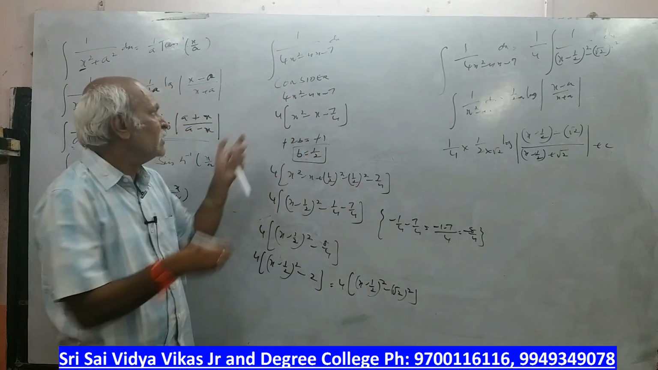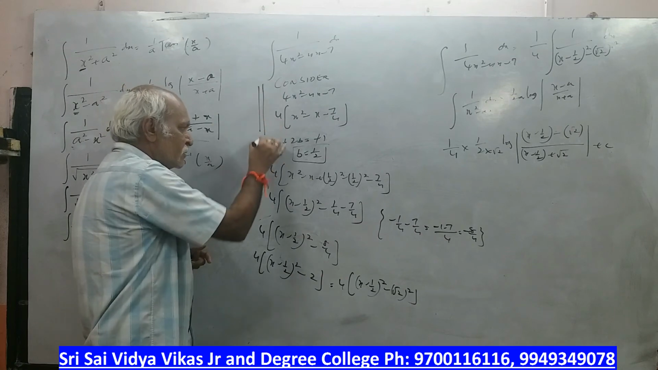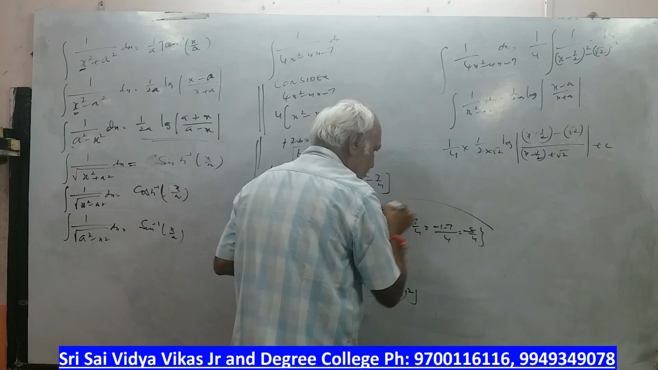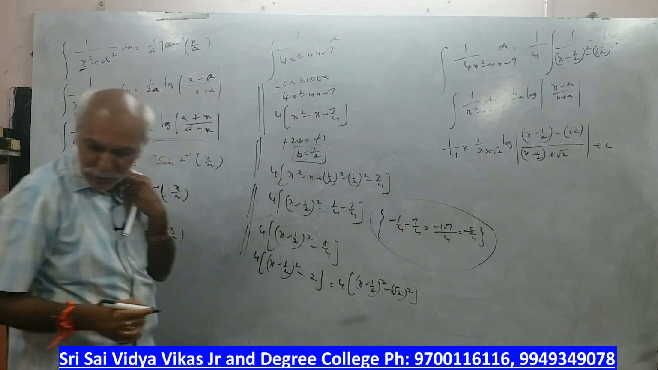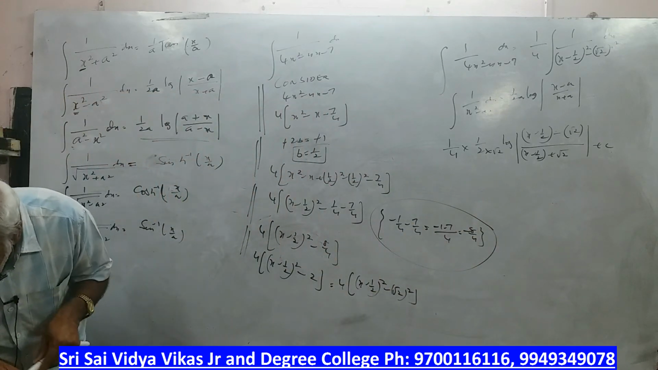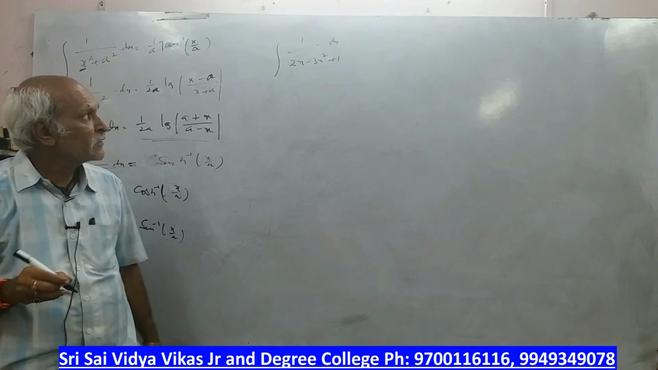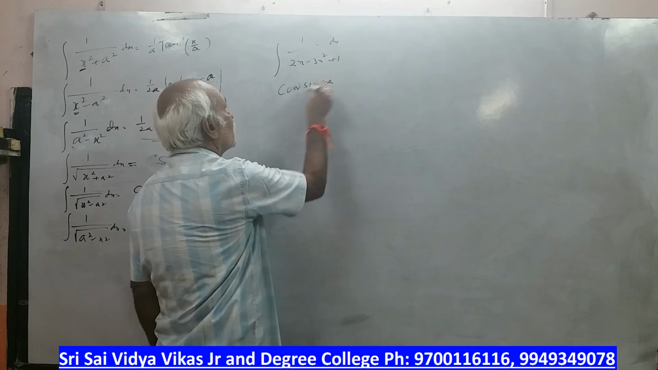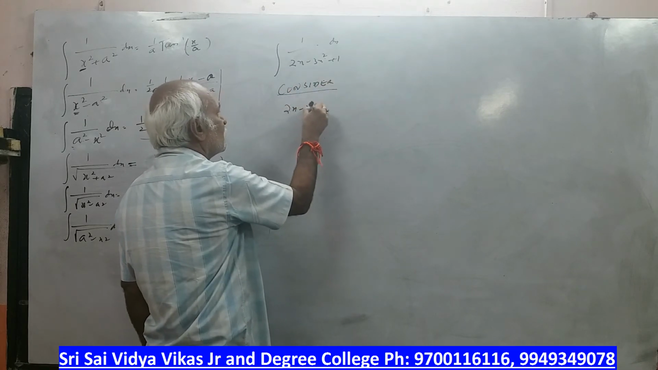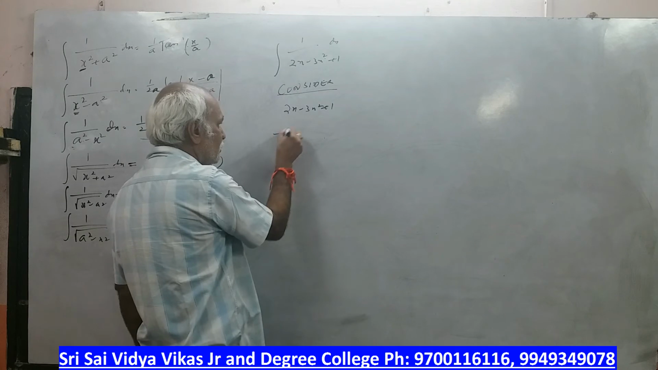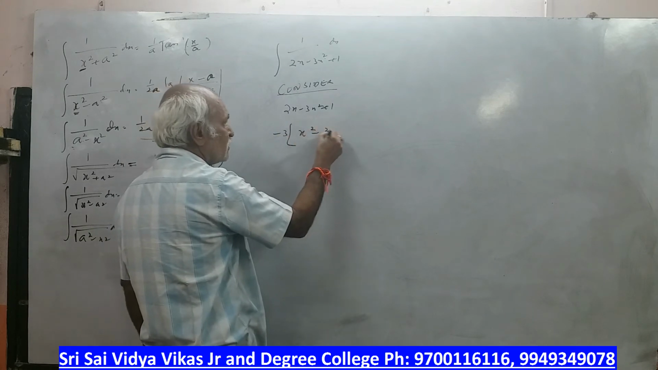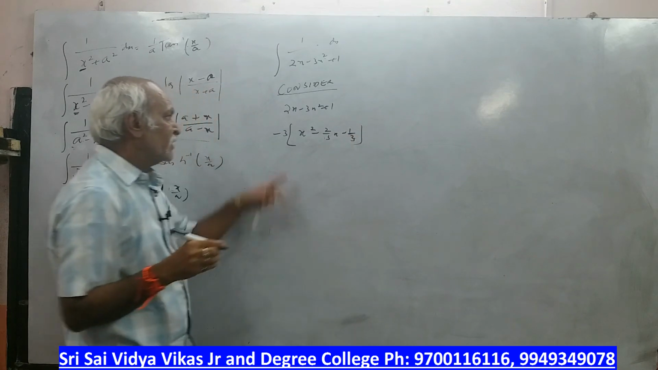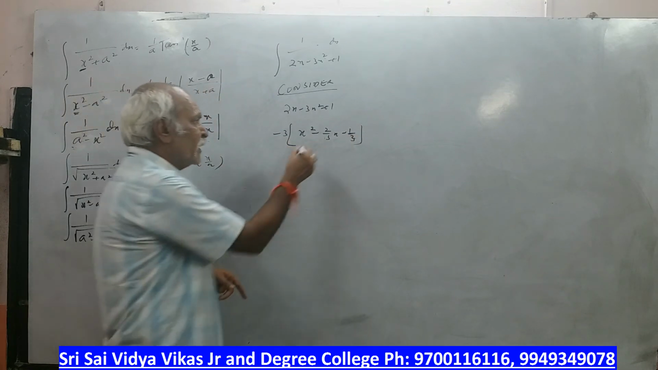Every time observe here, consider the b value, adding, subtracting and flower bracket, because we will be doing so many problems based on this, sir. Note down this. Next: 1 by 2x minus 3x square plus 1. Again, consider plus 1. First what you have to take? Minus 3 common. So x square minus 2 by 3x minus 1 by 3.